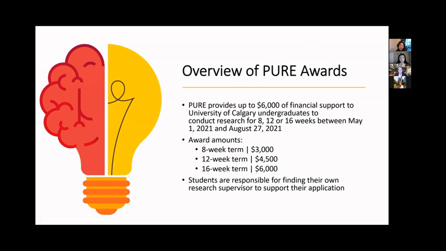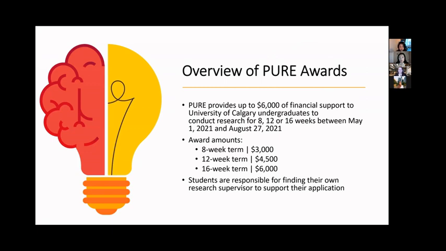All right, so as I mentioned, PEER provides financial support up to $6,000 to University of Calgary undergraduates to conduct research specifically for 8, 12, or 16 weeks between May 1st and August 27th this year. The award amounts are $3,000 for 8 weeks, $4,500 for 12 weeks, and $6,000 for 16 weeks.